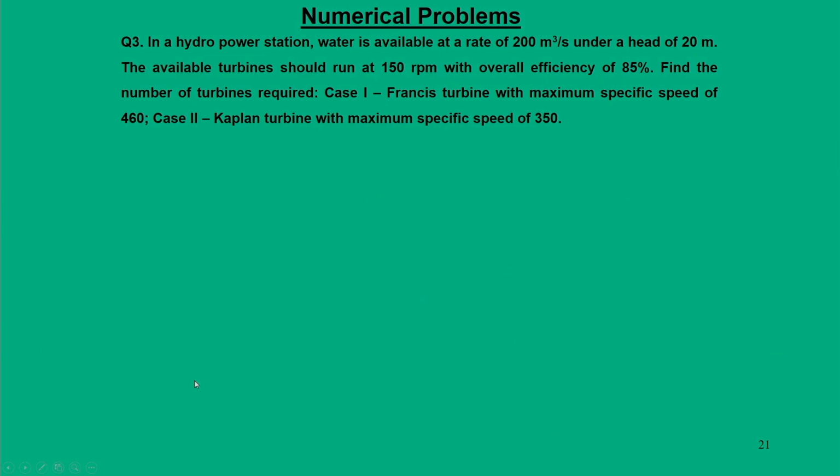And the last problem is about the comparison of turbines. So, what we have is that in a hydropower system, water is available at a flow rate of 200 meter cube per second and head 20 meters. So, we can say what is the power available with water. So, you can say, it is water power.